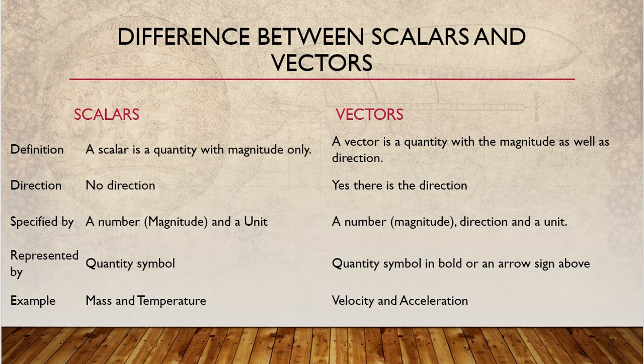The last difference between scalars and vectors is the examples given for scalars and vectors. Mass and temperature are the two examples I have mentioned here for the scalars. Mass is the physical quantity which is having only magnitude, which does not depend on the direction. If you change the direction, then the mass does not change. The mass remains constant. Hence, mass is having only magnitude and hence it is a scalar quantity.